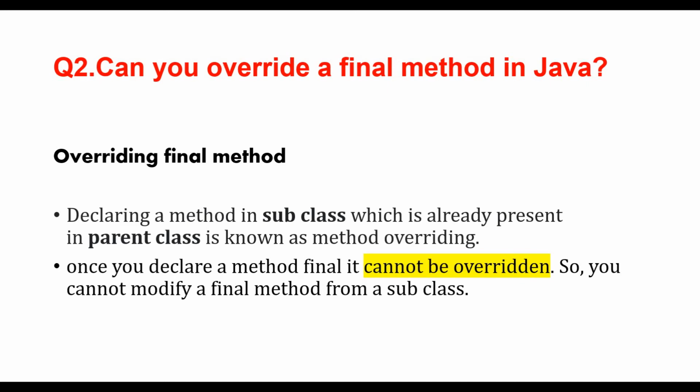What is overriding? Same name, same parameter. At that time a conflict happens, right? That is the reason we are not able to achieve overriding with a final method. Okay, let's see it in practical.